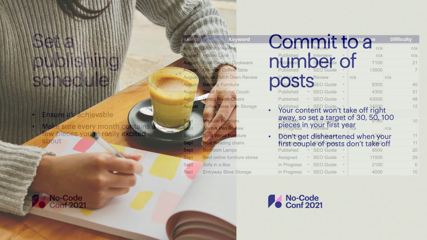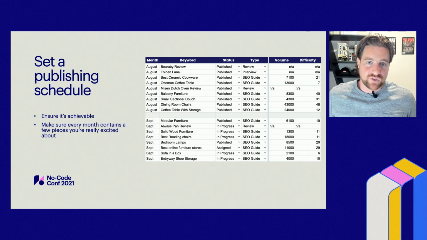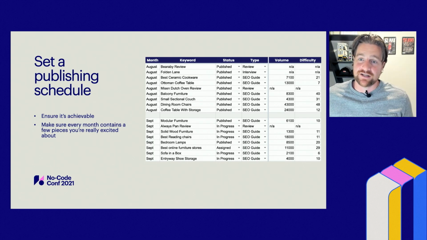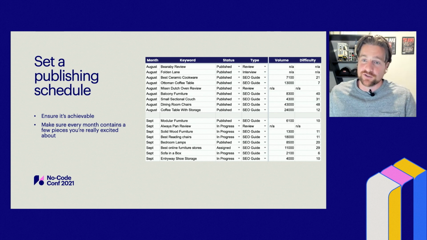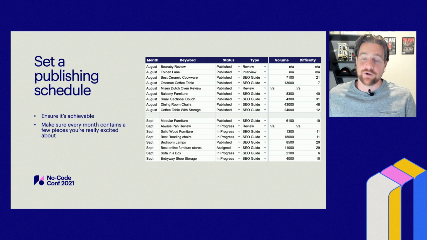Then once you have your number in mind, say if it's 100 posts in year 1, set a publishing schedule. And I like to break this down monthly. When I first started Living Cozy, I set myself the target of 1 post per week. And now I have a couple of freelance writers that help me out, and I aim for 8 to 10 posts per month.